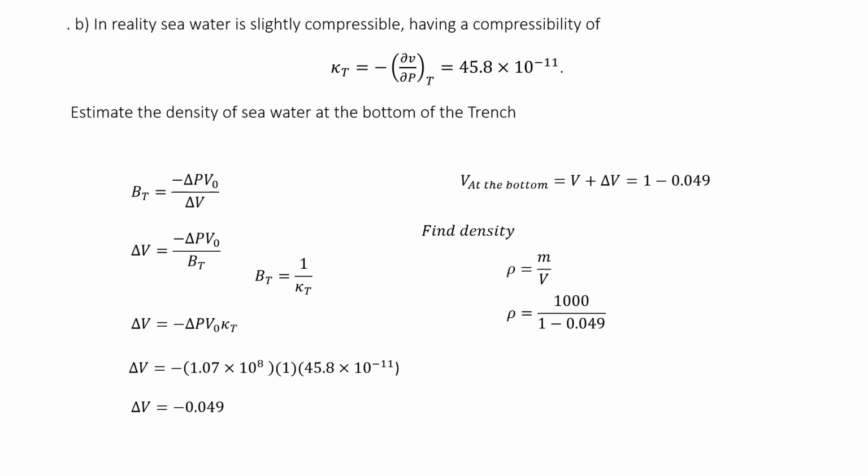Our mass is still 100 kilograms because that's the density of seawater, but it is now in a volume slightly smaller than what it would be at the surface, and that slightly smaller volume is 0.049, and we get our answer of 1051.5 kilograms per meter cubed.